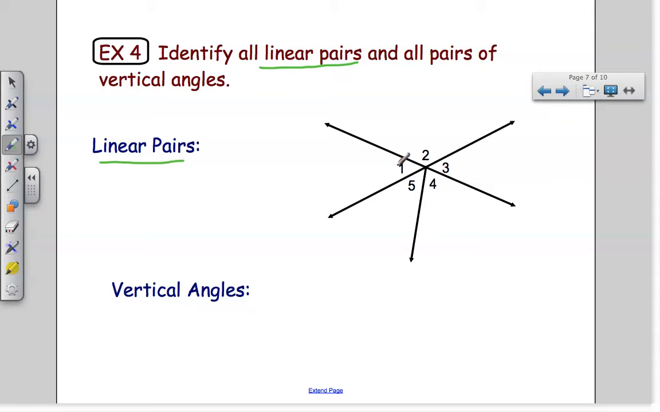Does angle 1 have a linear pair? Well, I see a line here, and I could say that angles 1 and 2 make up this line together. So angle 1 and angle 2 are a linear pair. They're together on a line. I see one more set of angles that is a linear pair. If I look at this line here, I notice that angles 2 and 3 are a pair of angles that make up that line.